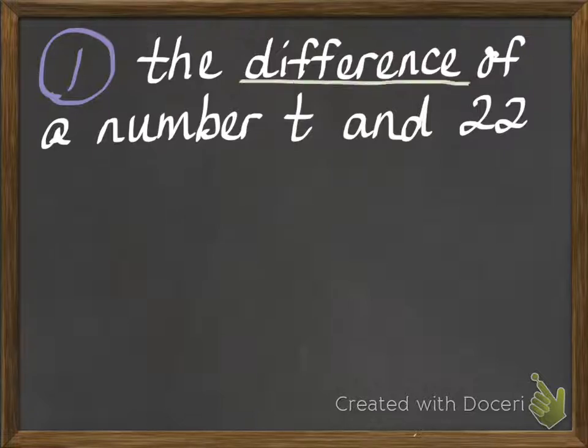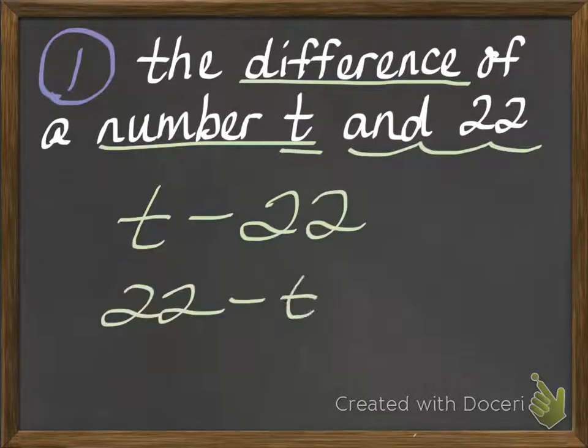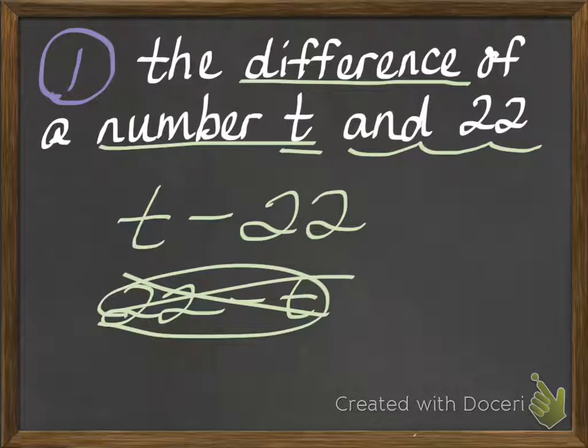Well, I look at that, I see difference. I know I'm going to be using subtraction. A number t. So t is my variable and 22. Now t came first in my sentence, t and 22. So I know that it's t minus 22, not 22 minus t. Because if it said the difference of 22 and a number t, then I could use this one. But it doesn't say that. It says a number t and 22, and find the difference of that. So I know I've put it in the right order.